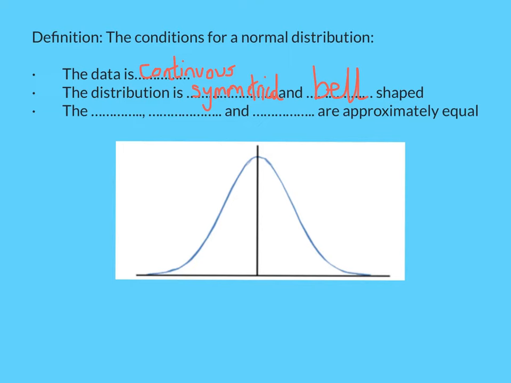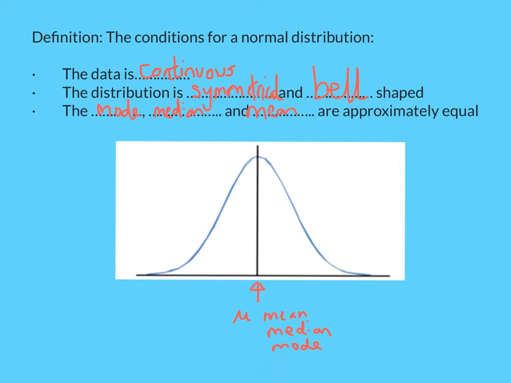And lastly, let's talk about what this line here actually represents. We've already said it's mu, which is the mean. But in fact, if it is normally distributed, then all of the averages, so that's the mean, the median, and the mode, are all approximately equal, and they're all at the point of this symmetrical line.